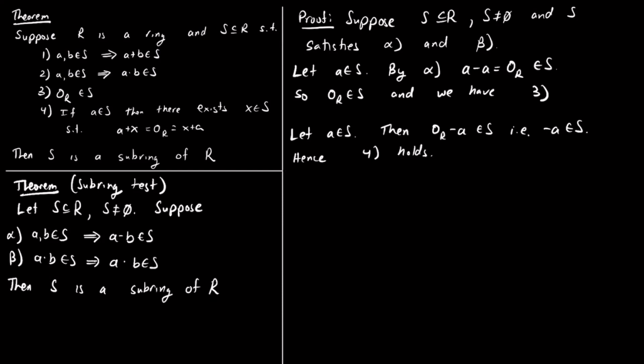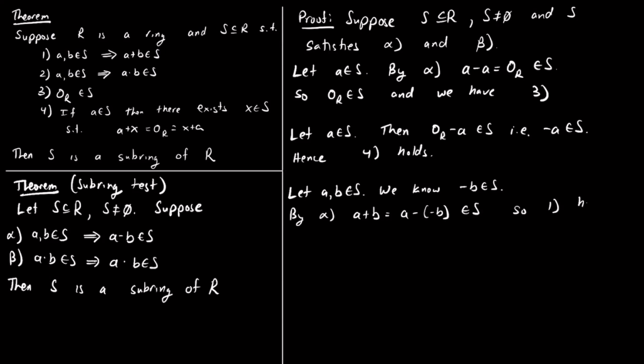Let's check that 2 holds. Let A and B be elements of S. We know by the above that negative B is also an element of S. Well, by alpha, let's look at A plus B. This can be written as A minus negative B. Now, since A is in S and negative B is in S, and I'm subtracting two elements of S, I know that this is an element of S. So condition 1 holds. And finally, the thing to notice is 2 holds because it's the same as beta, since beta holds.